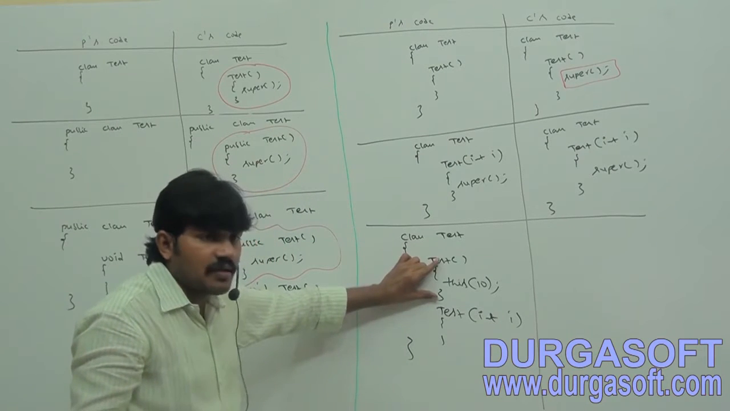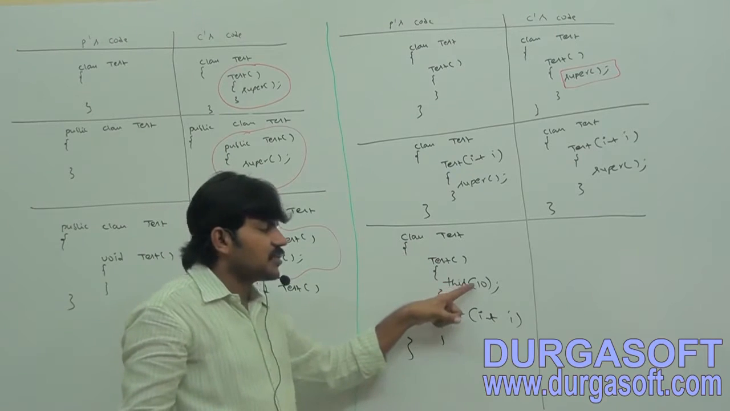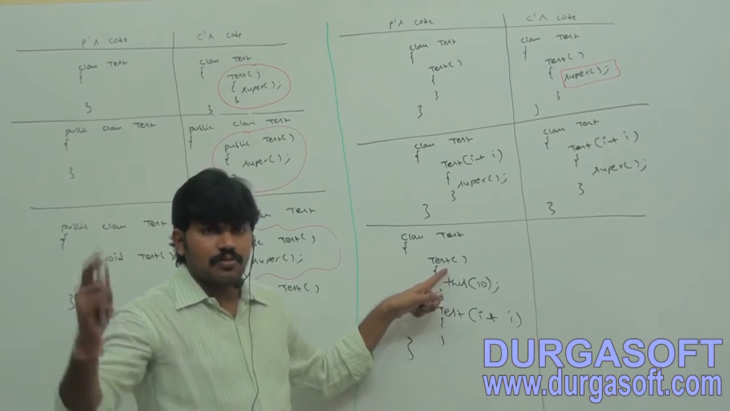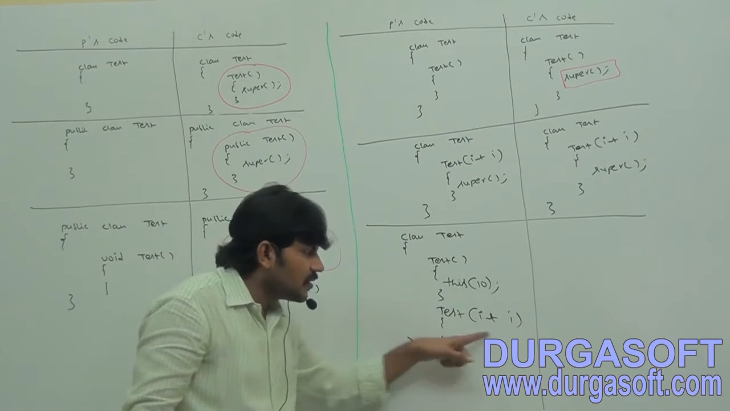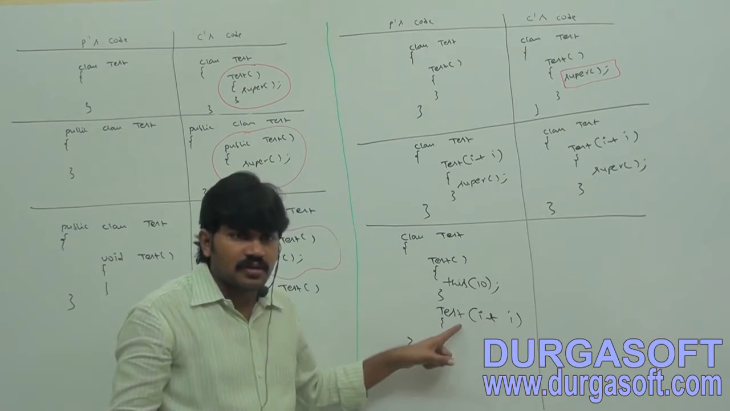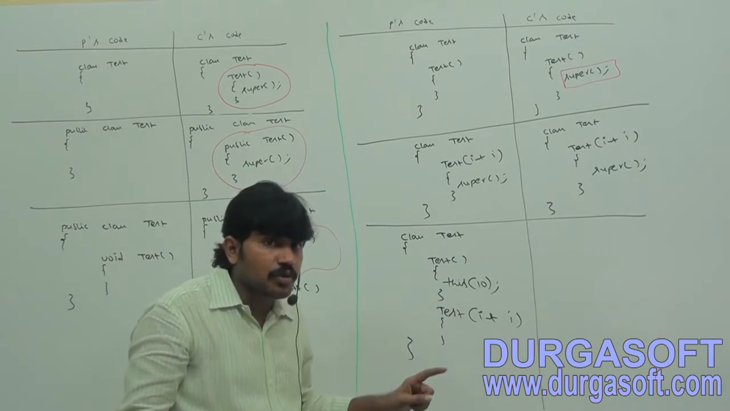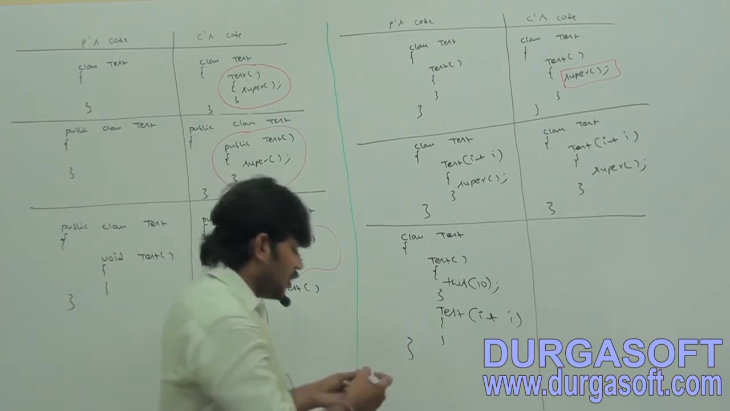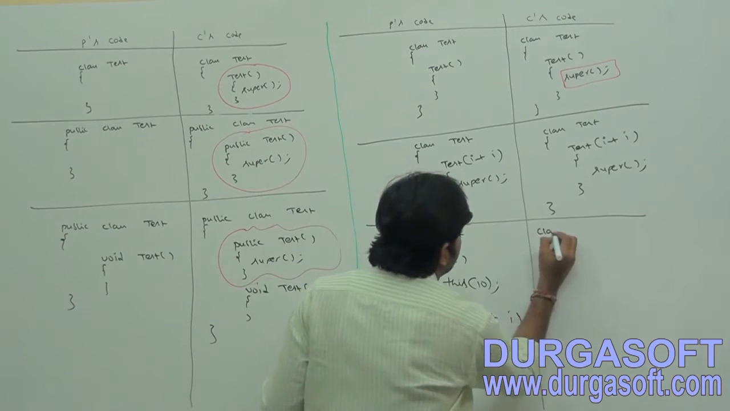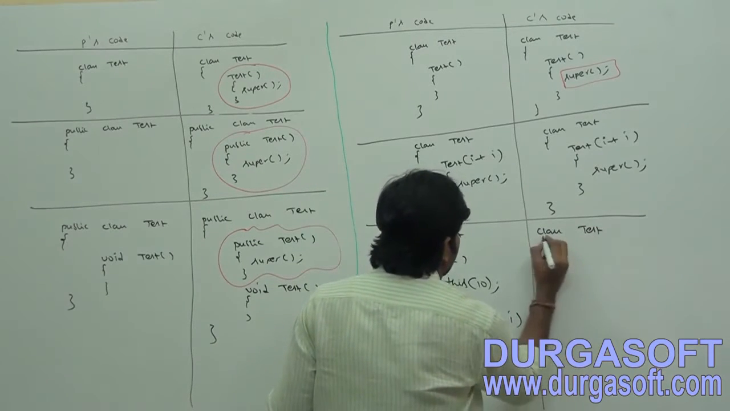Have you observed the first line inside a constructor, super or this? Oh, this is there, no problem. But in the other constructor, the programmer doesn't write super or this. That's why the compiler is always going to place what? Super, right? Now, what is the code generated by the compiler?